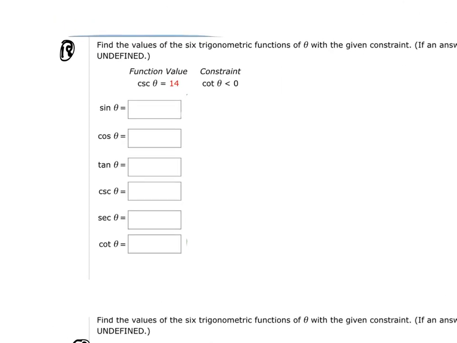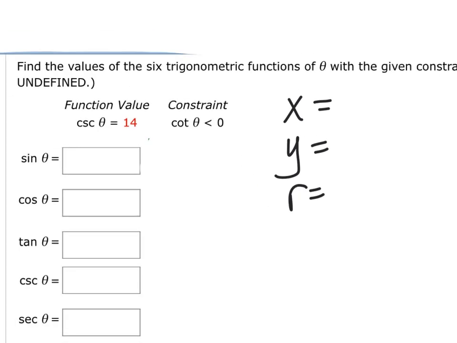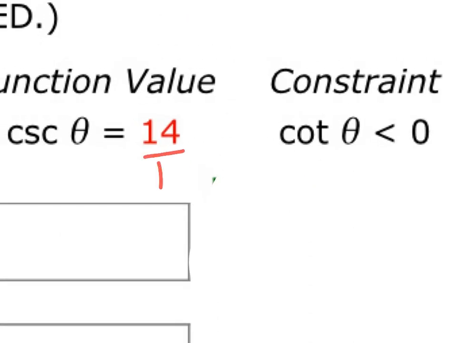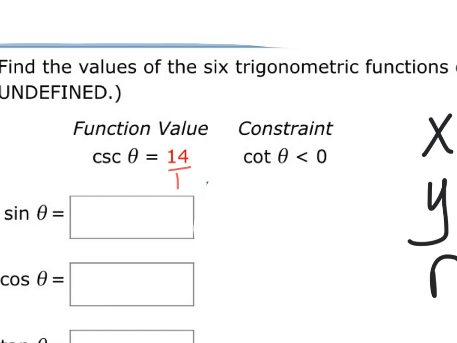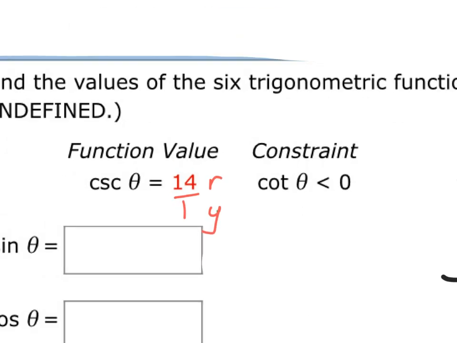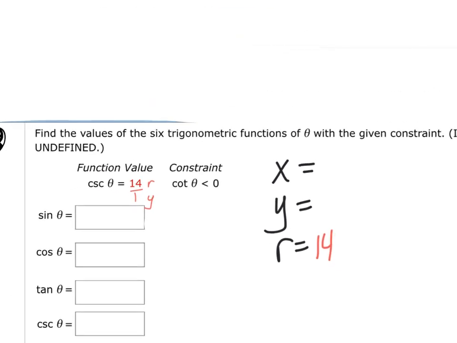Again, this is telling us something here. I need x, y, and r. Once I have that, then the rest is just the same thing over and over again. What pieces of information are they telling me when they tell me the cosecant is 14? Cosecant goes with what? Cosecant is what over what? R over y. So they're telling me that r is what? 14. They're telling me that y is what?